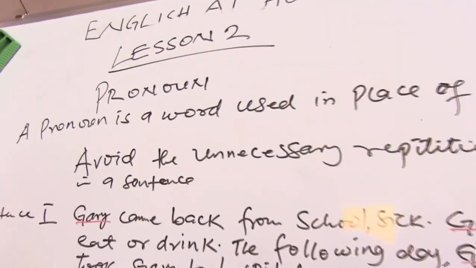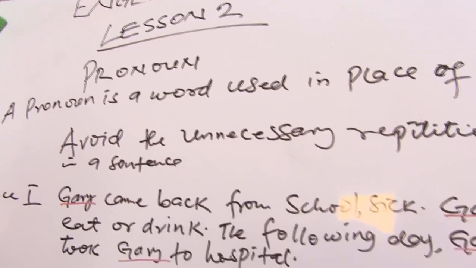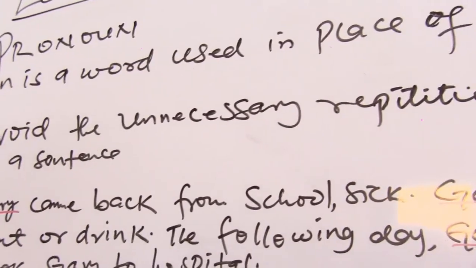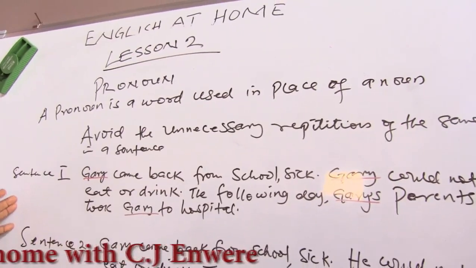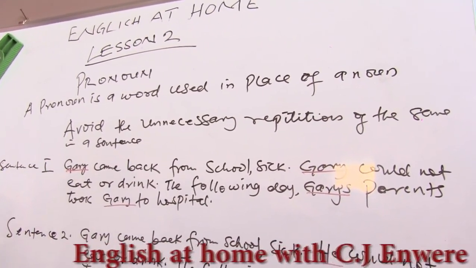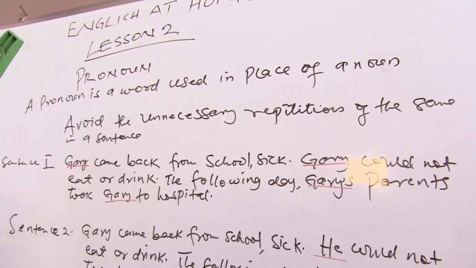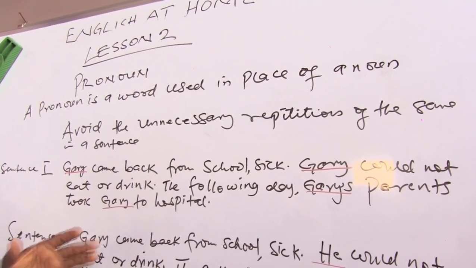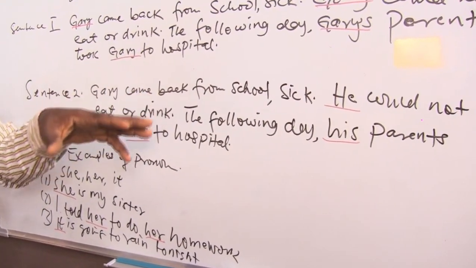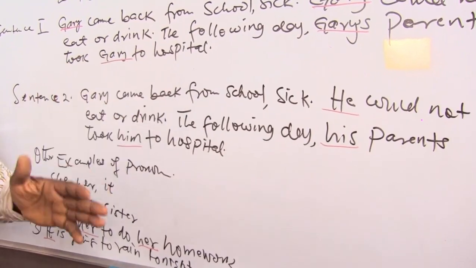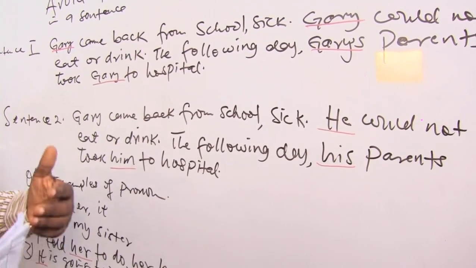So look at what we have just done on the pronoun. We said the pronoun is a word used in place of a noun. That is good. And that the reason for using pronoun is to avoid the unnecessary repetition of the same noun in a sentence. We can see examples. Sentence number 1. Gary came back from school sick. Gary could not eat or drink. The following day, Gary's parents took Gary to hospital. I would say sentence number 1 is something very boring. Then sentence number 2 helps us out by the use of the pronoun. Gary came back from school sick. He could not eat or drink. The following day, his parents took him to hospital.